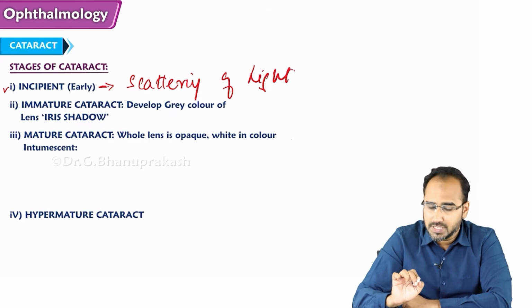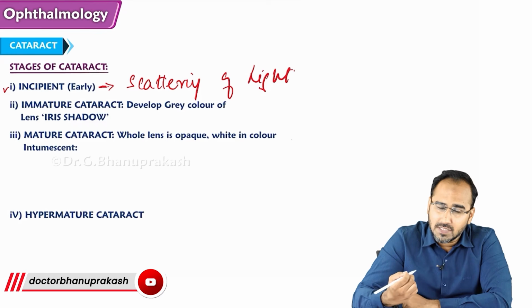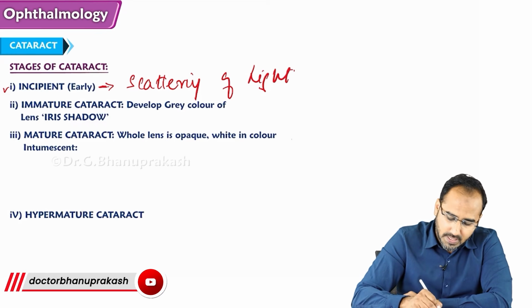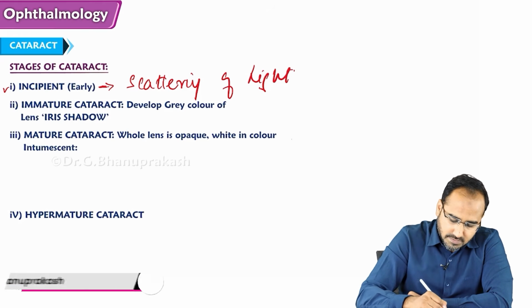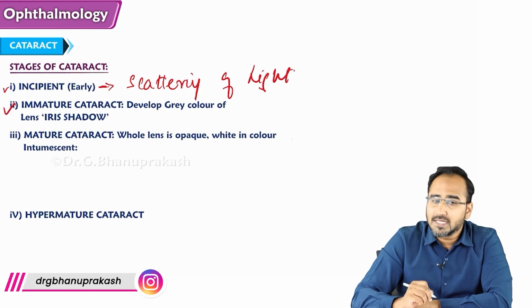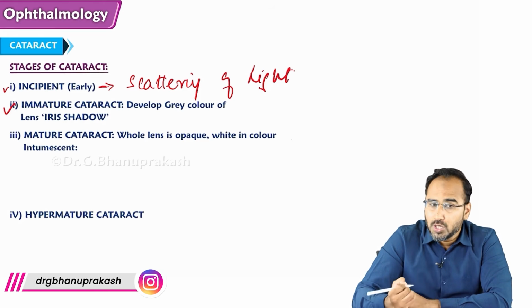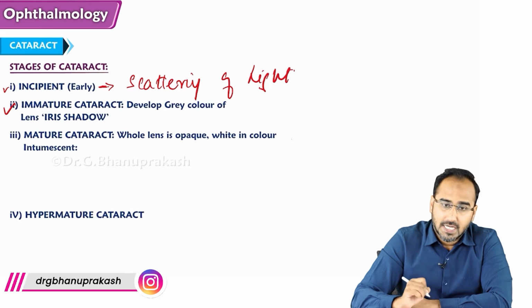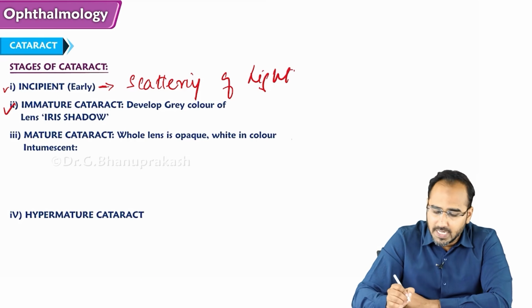In the immature stage of the cataract, the lens looks like a gray color, right? This is called iris shadow. In the immature stage, you will see gray color of the lens, which is called iris shadow. Then the third stage of cataract is called mature cataract. In the mature cataract, what happens? The lens totally becomes opaque.